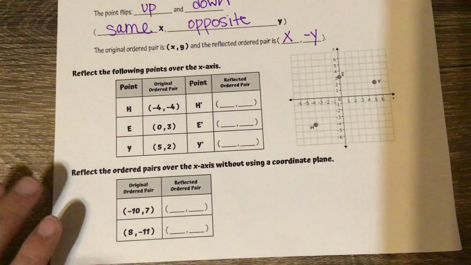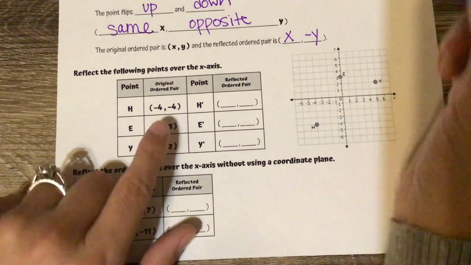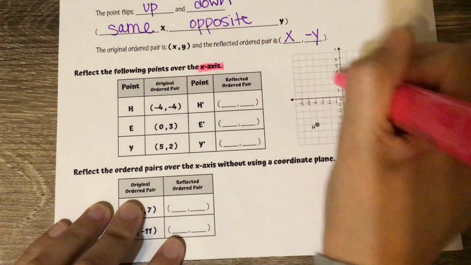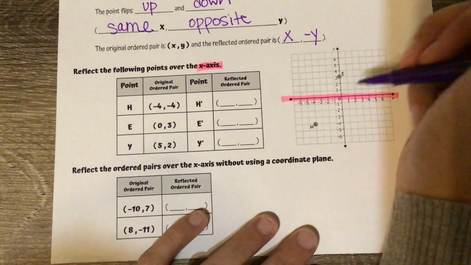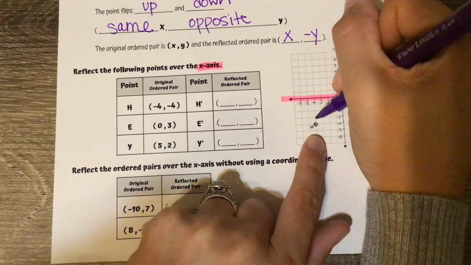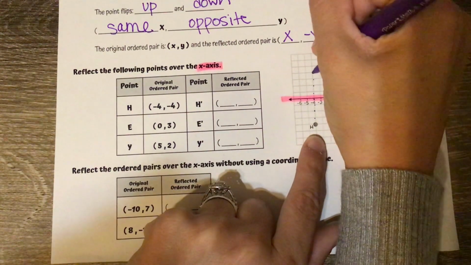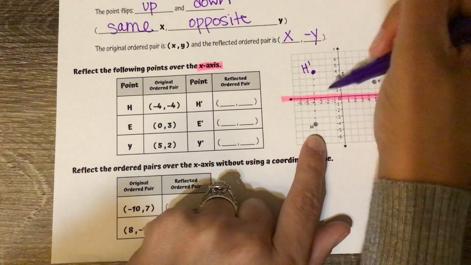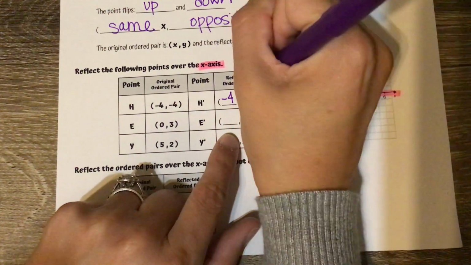So let's reflect a few points here. We have our original ordered pairs. For H, we are reflecting over the x-axis, so I'm going to highlight here to make sure I don't miss it, highlighting the axes here. So we're going from below to above. So I'm counting, it went 1, 2, 3, 4 below. So it's going to be 1, 2, 3, 4 above. That new ordered pair, I can do it by looking at the graph. It's at -4 and +4.